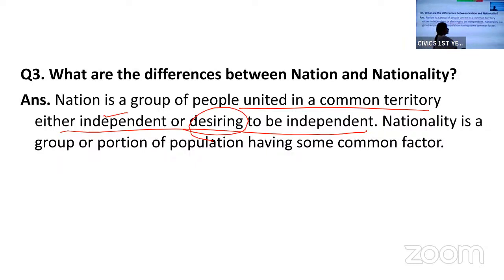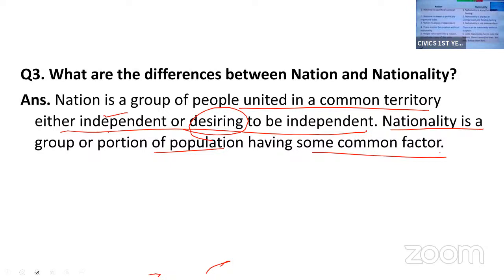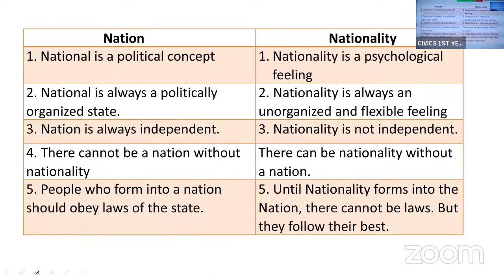Then what is nationality? Nationality is a group or portion of population who have got common factors like purity of race, common religion, common language. Any of the factors, they will form into a nationality. What is nation? It is a group of people who are united by a common territory. They are independent or they want to be independent. But nationality is a group or portion of population which have some common factors. So let us see the differences.